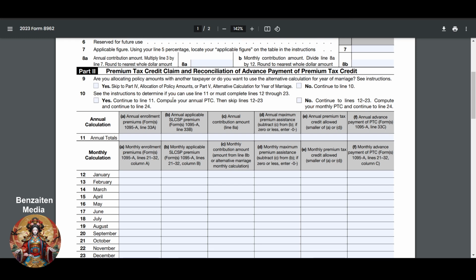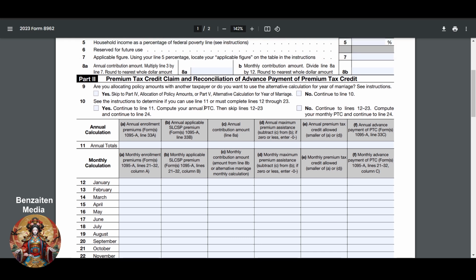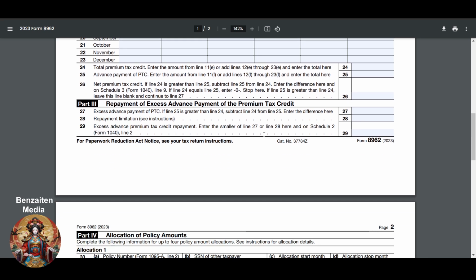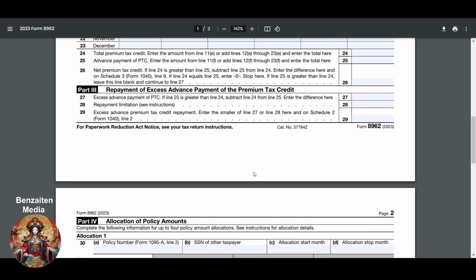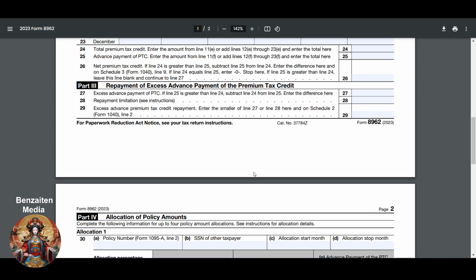Now complete part 2, premium tax credit claim and reconciliation of advance payment of premium tax credit. Calculate the premium tax credit you are eligible for based on your income and household size. Then part 3, which is here, repayment of excess advance payment of the premium tax credit. So determine if you need to repay any excess APTC received during the year.